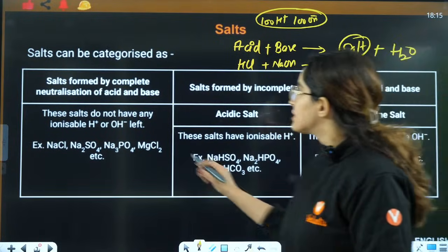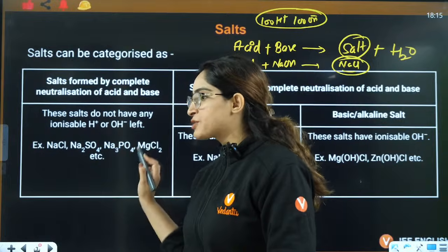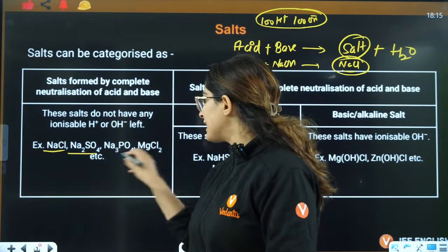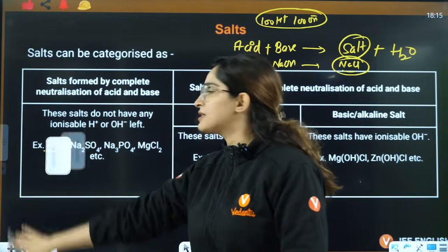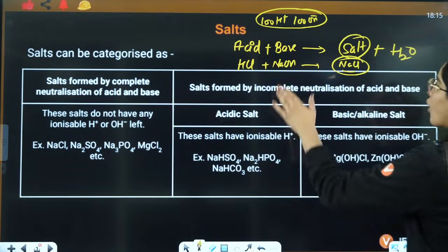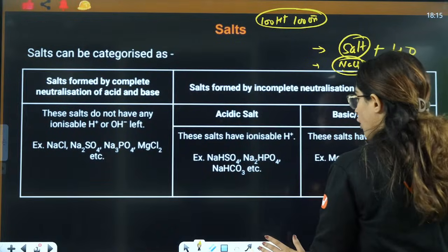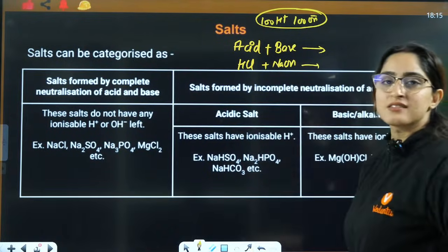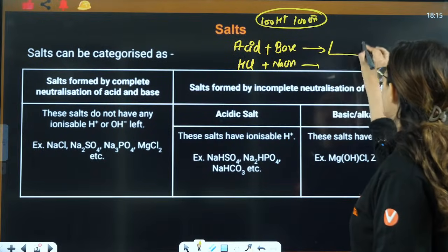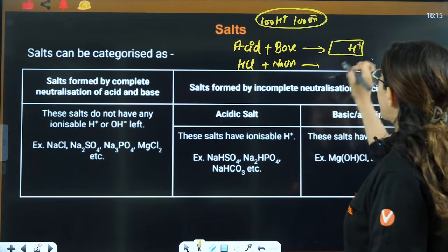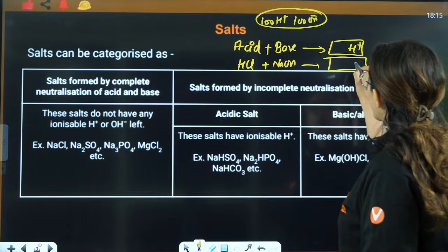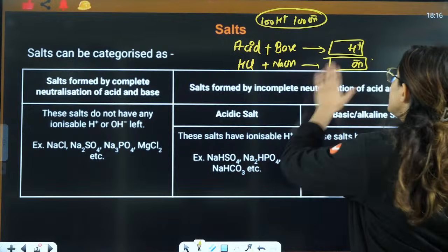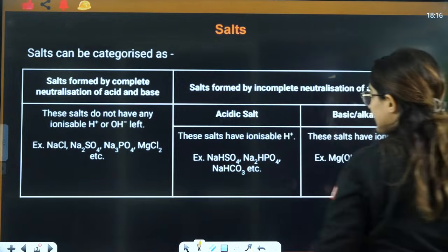So the salts do not have any ionizable H positive or OH negative, like NaCl, Na2SO4, Na3PO4, MgCl2, these are those salts. And if I talk about the salts formed when complete neutralization is not happening, with the salt some extra amount of H positive is there, or with the salt some extra amount of OH negative is there, that is called an acidic or a basic salt here.